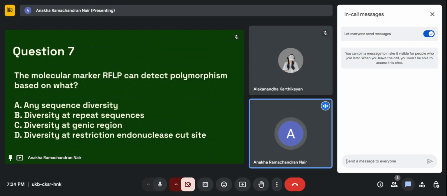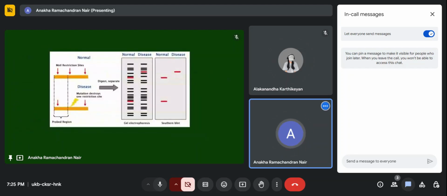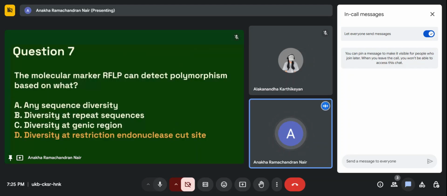Question number 7 is, the molecular marker RFLP can detect polymorphism based on what? There are four options given to you: any sequence diversity, diversity at repeat sequence, diversity at genic region, diversity at restriction endonuclease cut site. So what do you think the answer is? I think D. Yeah. So the correct answer is in fact D. It is diversity at restriction endonuclease site.